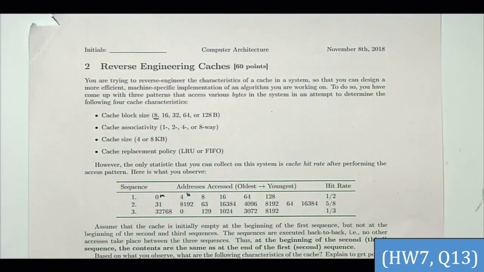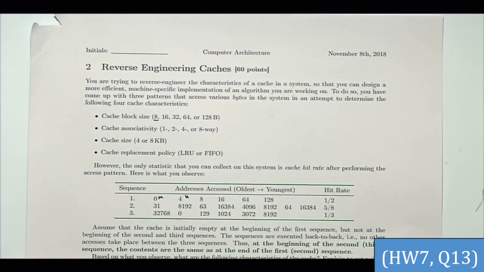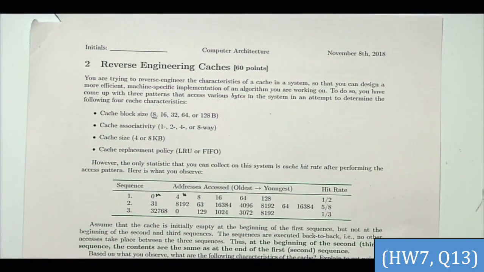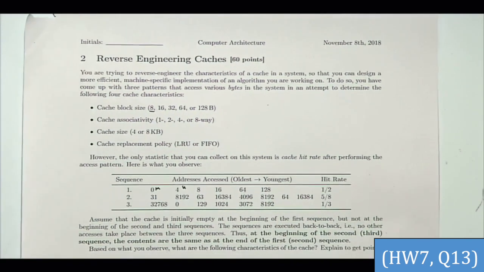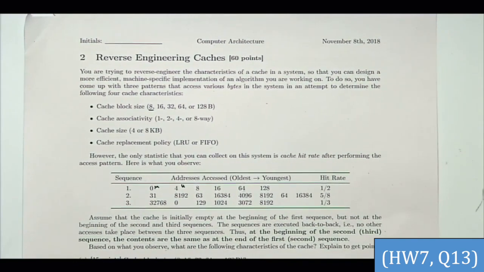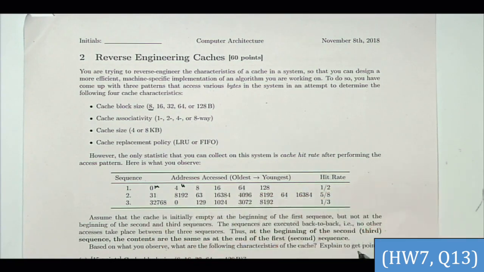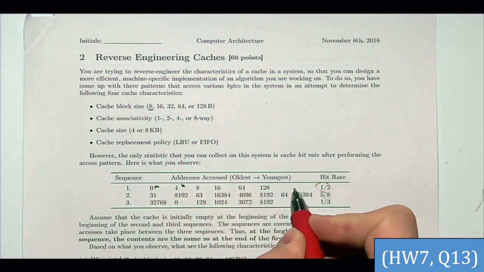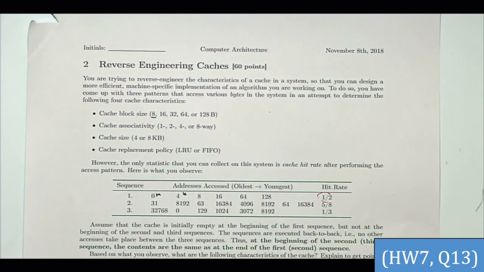Question: we were given an access pattern, the addresses, which are in byte fashion, and the question asks us to come up with the cache design given those access patterns. Let me explain it first. These are the addresses accessed from oldest to youngest, and then we are given the hit rates as well. These are the sequences of accesses, but the important thing is that there are no other address accesses between each sequence. Basically, these are back-to-back.